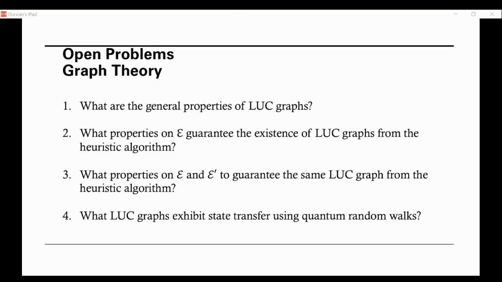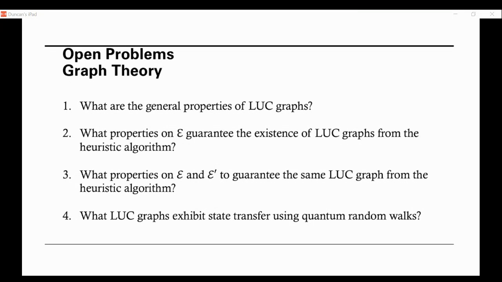And then maybe something that might be in my wheelhouse and I think is pretty exciting is which of these LUC graphs exhibit state transfer using these quantum random walks, either discrete or continuous? This is a method for writing quantum algorithms. My hope would be that the LUC graphs that we end up with are somehow tied to the actual architecture that you might end up using. And so then these algorithms would make sense to talk about, actually trying to get state transfer from one state to another and actually have an algorithm that can compute something.